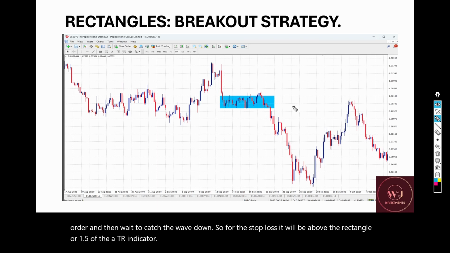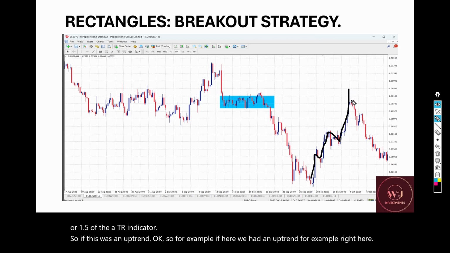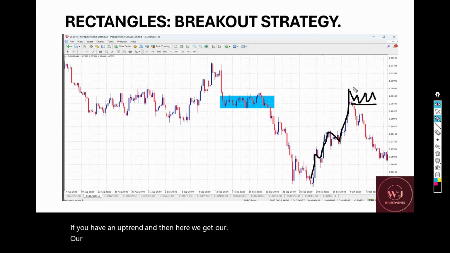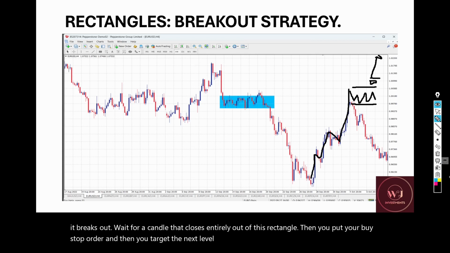So if this was an uptrend, for example, if here we had an uptrend, and then here we get our rectangle, we are expecting that the price will break out of this rectangle. When it breaks out, wait for a candle that closes entirely out of this rectangle, then you put your buy stop order, and then you target the next level of resistance.